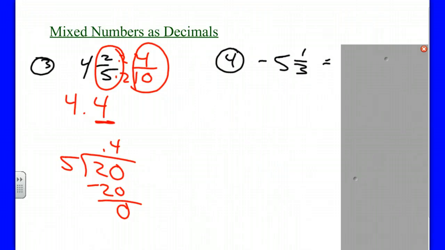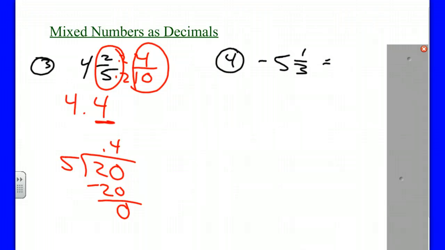Okay. The only thing different here is now we have a negative, right? So we can't forget, it says -5 1/3.